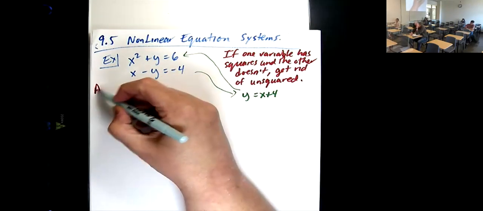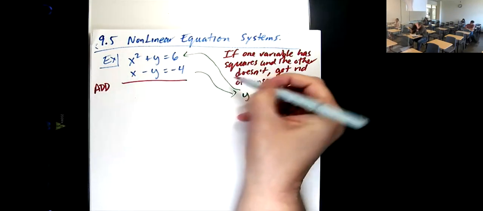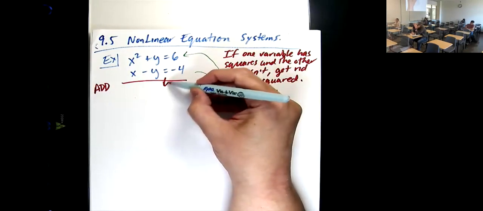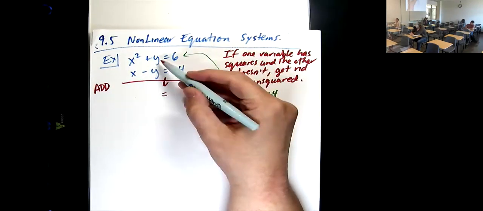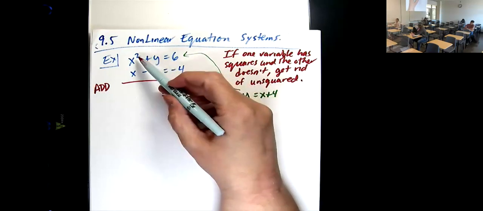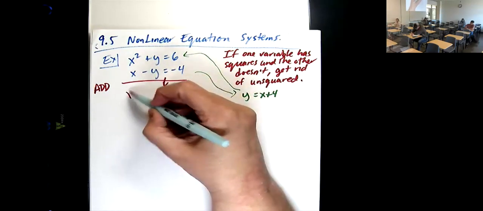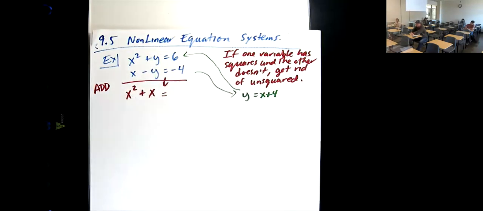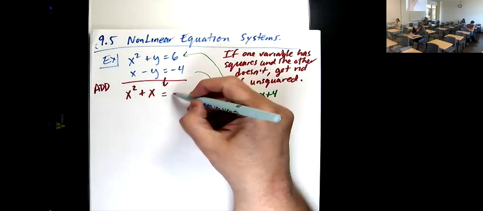Or add. If I add these, the y's go away. I can't add x squared and x though. So I just have to put them side by side. They don't combine. And 6 minus 4 is 2.